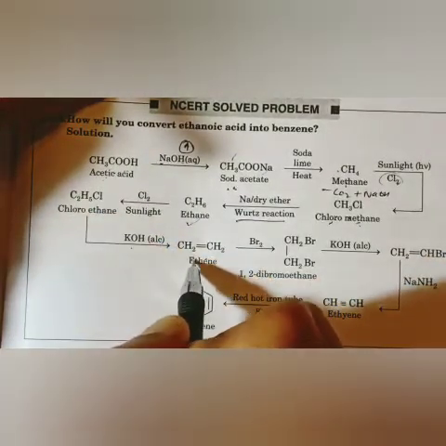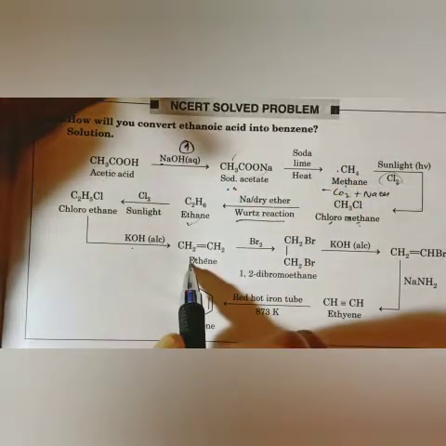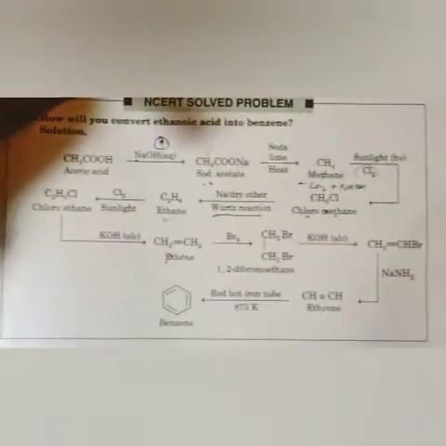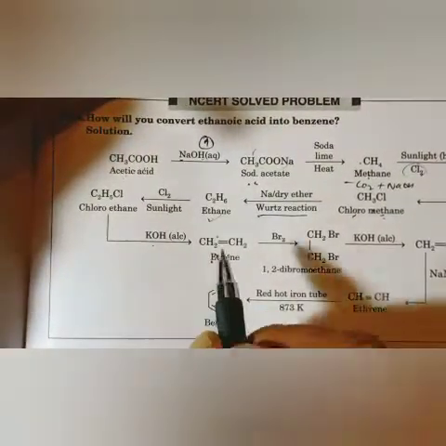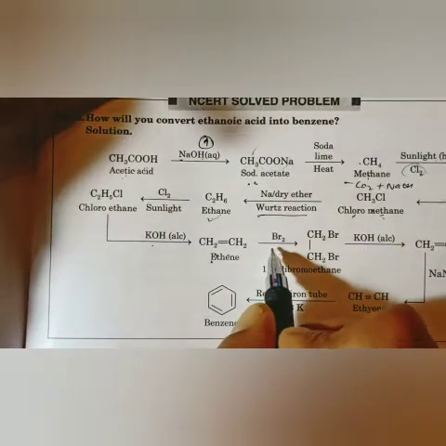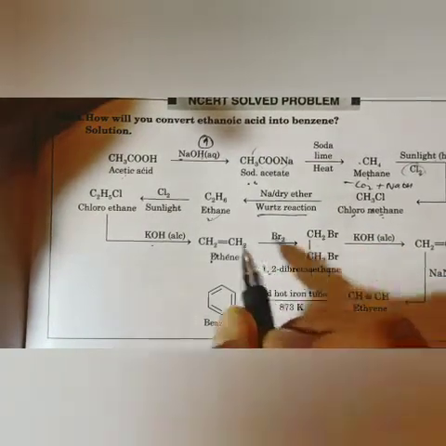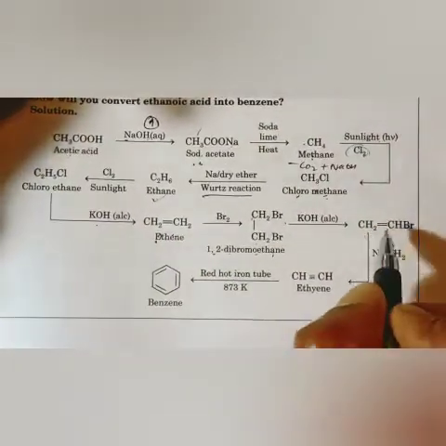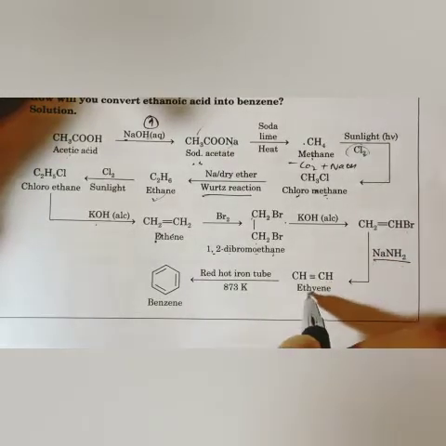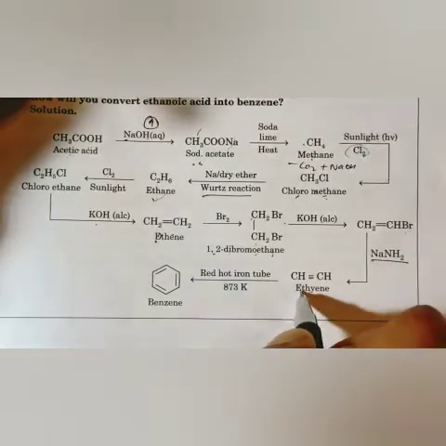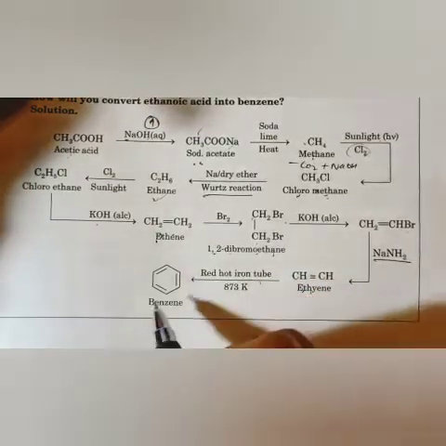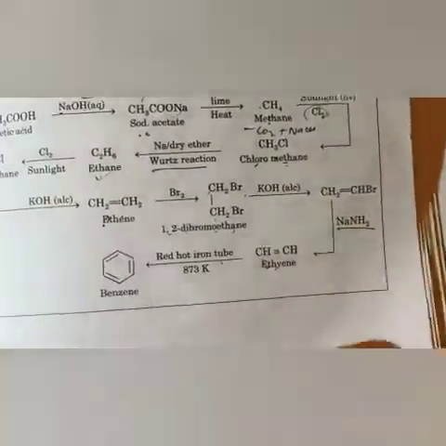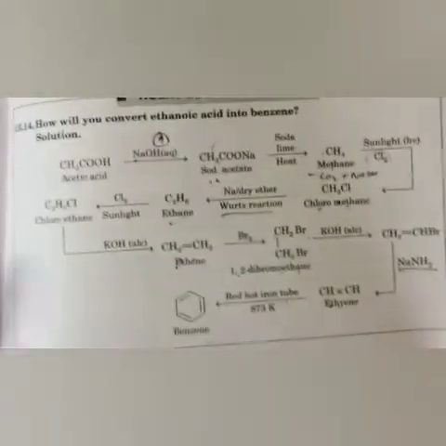Ethene is double bonded carbon, but we still want benzene, so ethene needs to first convert into ethyne. How does ethene convert into ethyne? Ethene reacts with bromine to give 1,2-dibromoethane. Further KOH reacts with dibromoethane to give CH2=CHBr, and in the presence of NaNH2 it converts into ethyne. That ethyne in a red hot iron tube, as we have just done, converts into benzene. In this way ethanoic acid can convert into benzene. Take a screenshot of this page and practice this question 2-3 times.